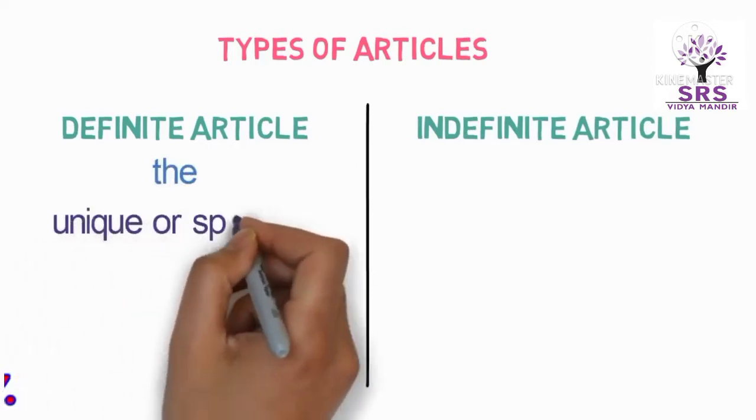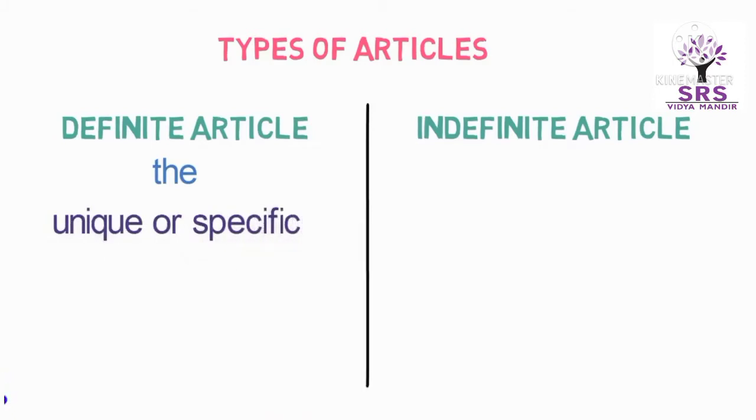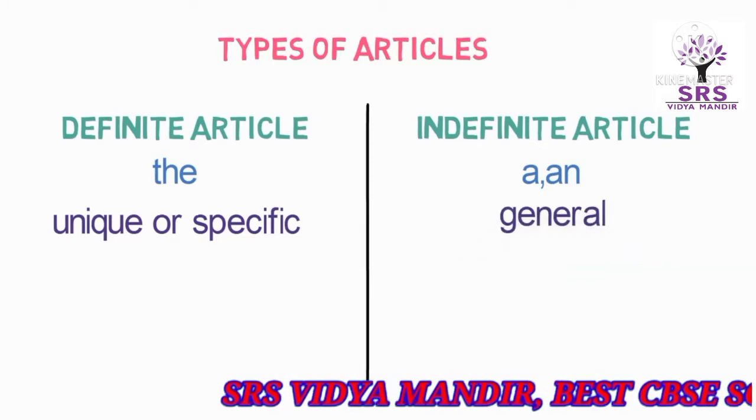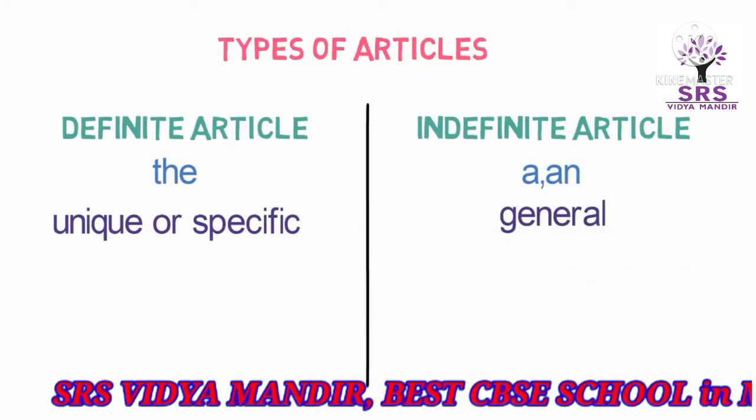It shows uniqueness or specific things of a noun. Articles a and an come in the list of indefinite articles. It doesn't show any uniqueness or specific thing. Instead, it shows things in general. Now let's look into the examples to understand better.